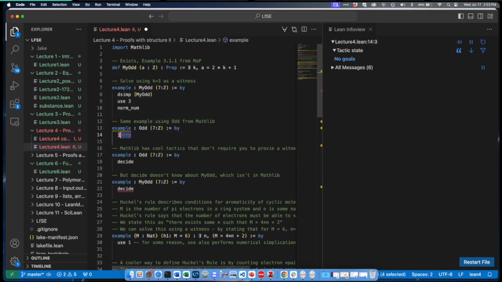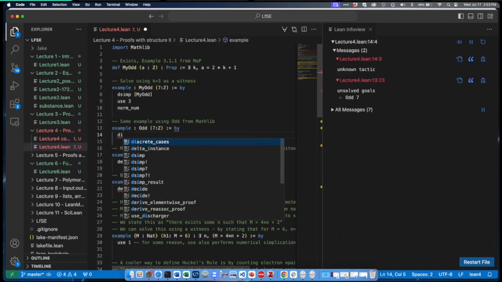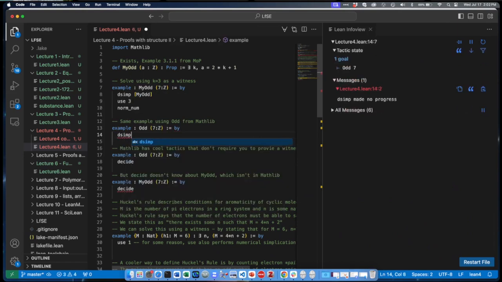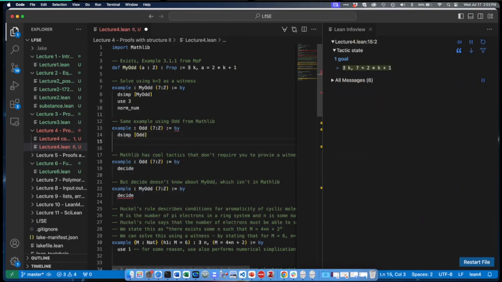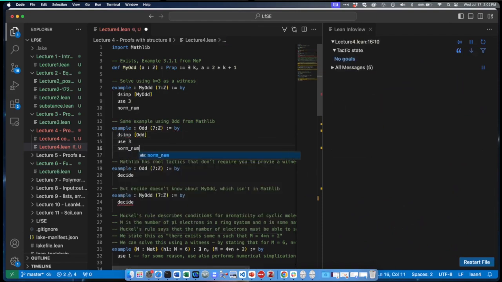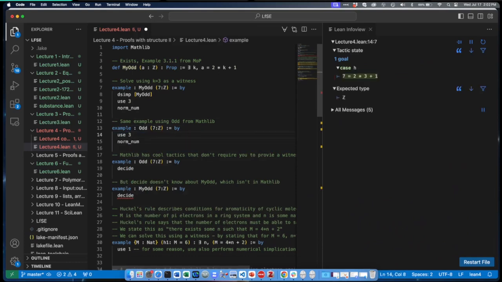So we apply odd here, and we can use the same proof here. I can unpack this with odd. Now I've unpacked it, and I can use 3 like before, and I can use norm num. That's all fine. With Mathlib, we don't actually need the dsimp odd. Use 3 uses a smarter tactic, and it knows what odd is. It's a tactic that's been told about the definition of odd, so it can just jump right in and close it off right away. Norm num will do this.